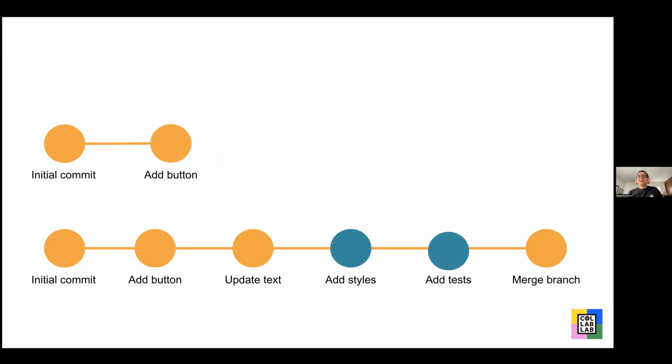Anyhow, so here we have branches, right? Let's ignore the one on the bottom for now and focus on the one on the top. We have this initial commit. Let's say that this is when we created the project. This is basically the project that you have right now. Initial commit, that's it. There's nothing in there. Then there is another commit, add a button.